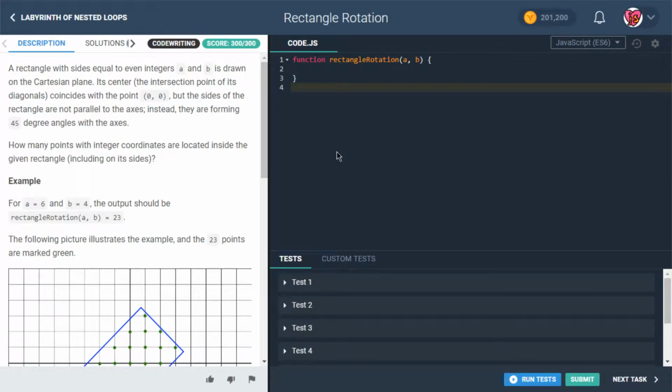Okay, great. So what's this one asking us? It's saying we've got a rectangle with sides equal to even integers a and b. It's drawn on the Cartesian plane. Its center, the intersection point of its diagonals, coincides with the point (0, 0). But the sides of the rectangle are not parallel to the axes. Instead, they're forming 45-degree angles with the axes. How many points with integer coordinates are located inside the given rectangle, including on its sides?